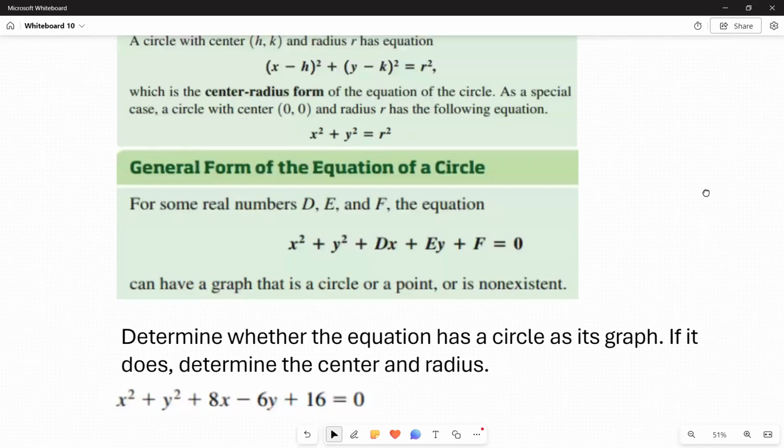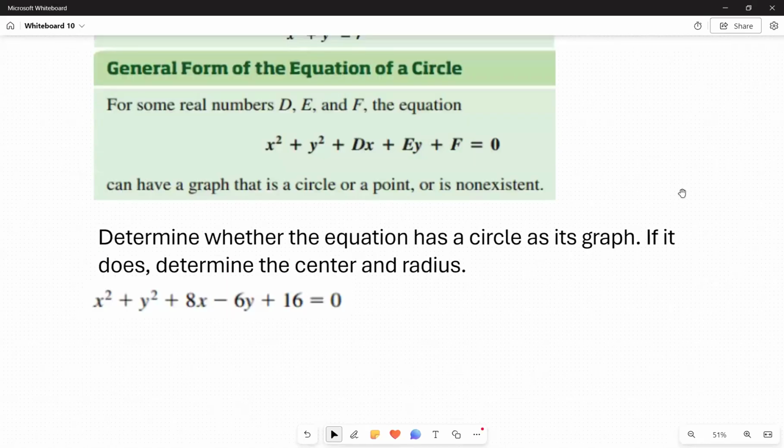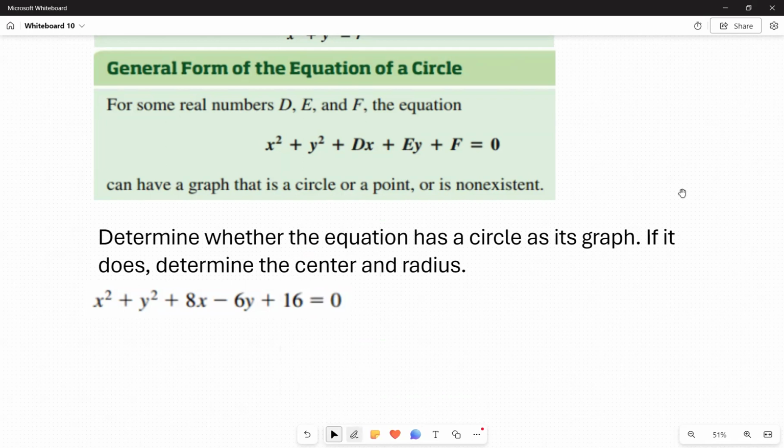So we're going to do the first example. We have an equation that is in the general form of the equation of a circle. Determine whether the equation has a circle as its graph, and if it does, determine the center and radius. So what we're going to do is group like terms. That is, we're going to group the terms with x and the terms with y. And then we are going to complete the square.